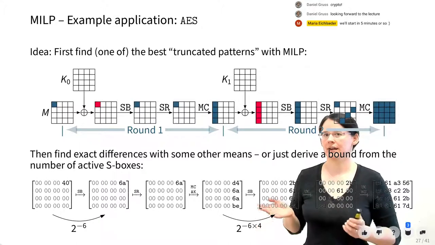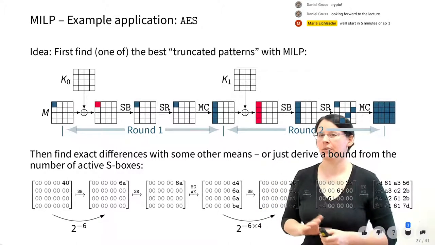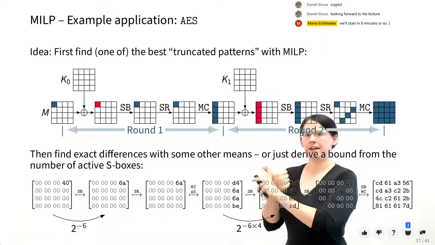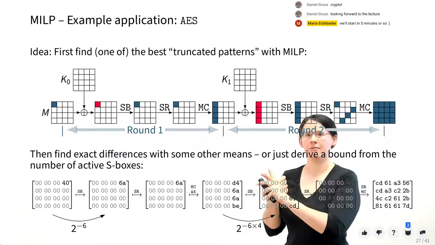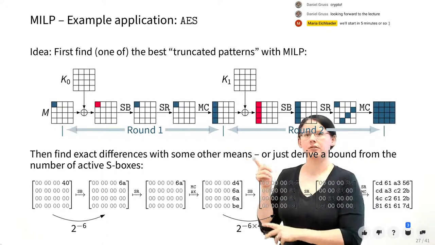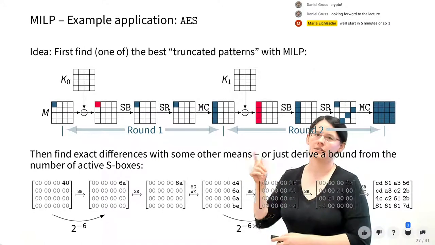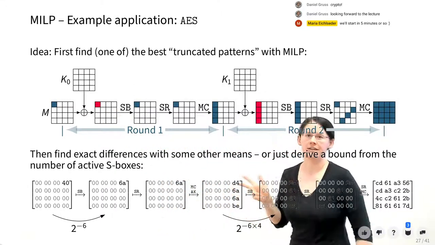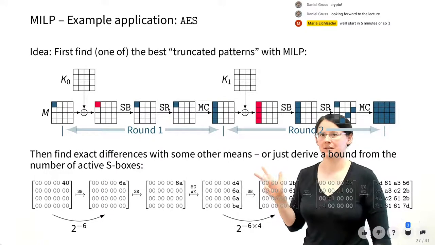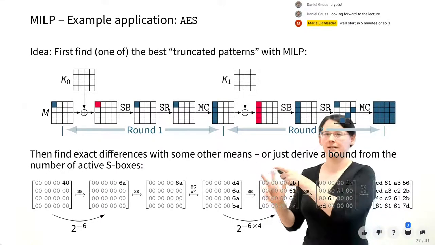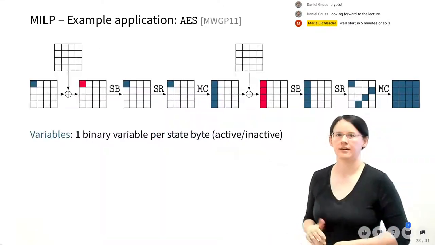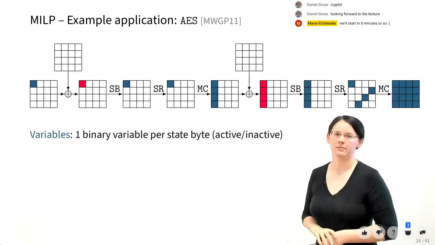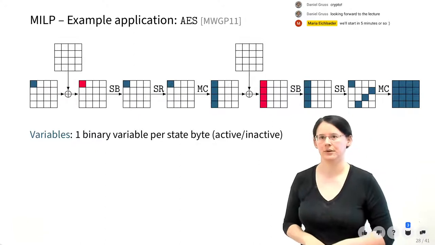Now let's have a look at how to encode this in MILP. What we essentially want to do is we want to tell the MILP solver, this is what a valid pattern looks like. So describe valid patterns. Tell it what the cost of a pattern is. The cost is simply going to be based on the number of active S-boxes. And then we tell it, now please find me the best possible patterns that are valid and have the minimum cost. So for this, we need to look at each of the steps in turn and see how we can model it using this MILP style equations.